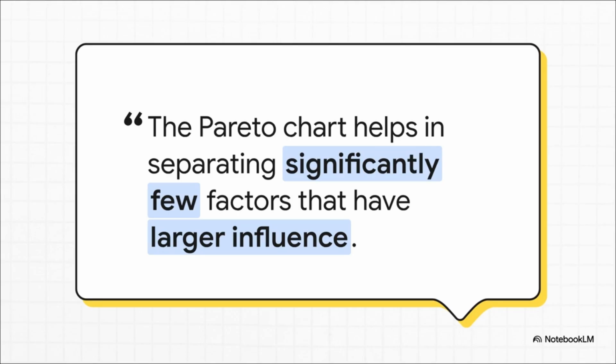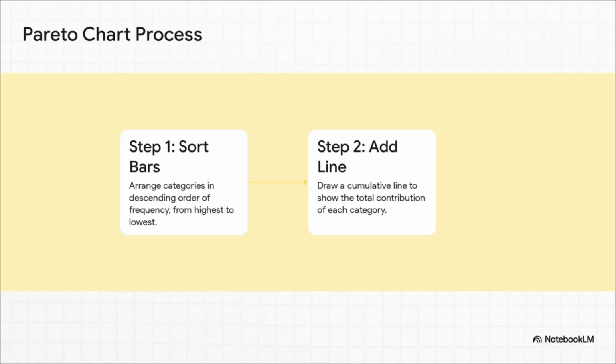The Pareto chart is literally designed to show you exactly that. And the magic behind it is so simple. You take a regular bar chart and you just do two things. First, you sort the bars from the tallest to the shortest. And second, you add a line that shows the running total, the cumulative percentage. That's it. It's a tiny change that tells a way bigger story.